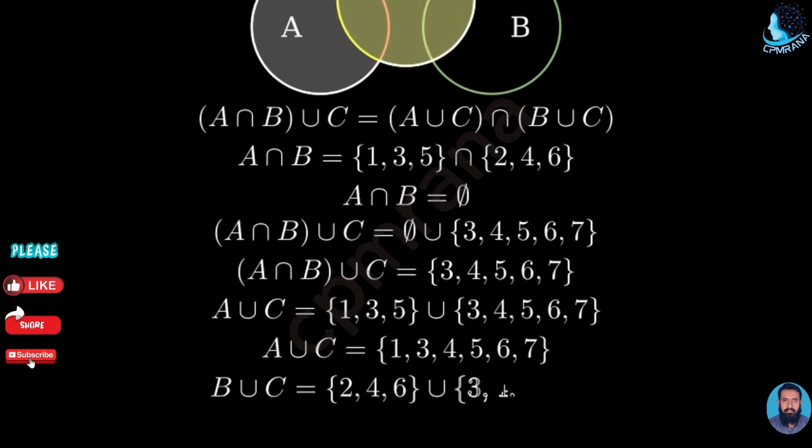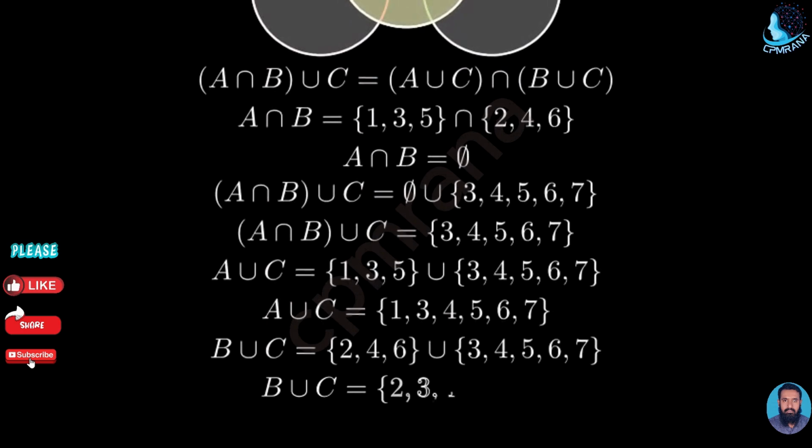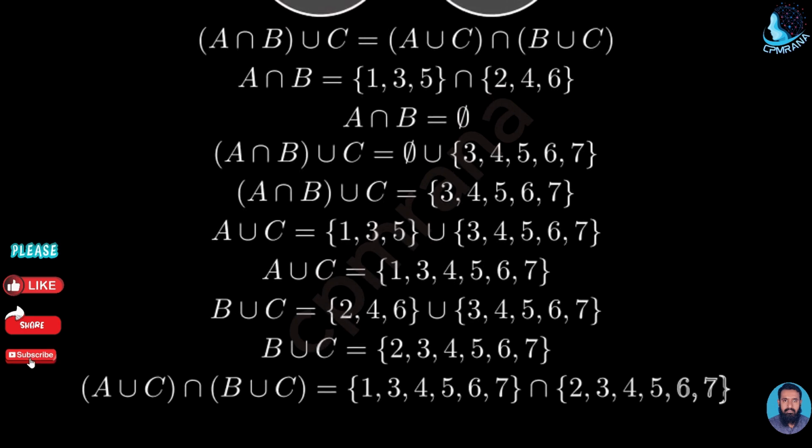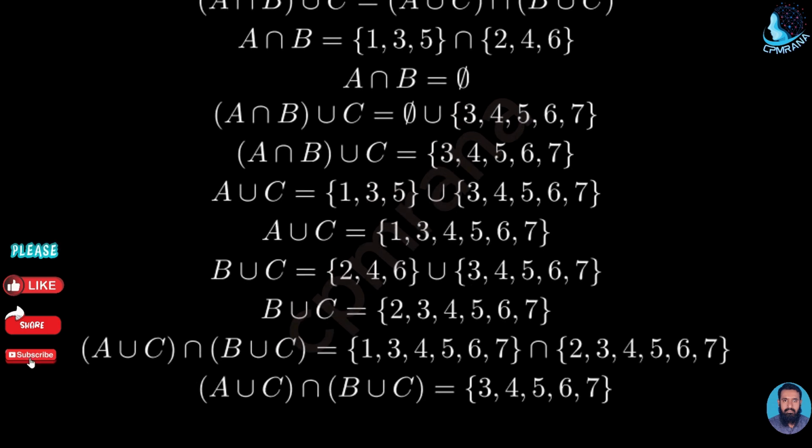Now we calculate B ∪ C, which gives us the set containing 2, 4, 6 union the set containing 3, 4, 5, 6, 7. This results in the set containing 2, 3, 4, 5, 6, 7. Finally, we find (A ∪ C) ∩ (B ∪ C), which is the set containing 1, 3, 4, 5, 6, 7 intersection the set containing 2, 3, 4, 5, 6, 7. The intersection yields the set containing 3, 4, 5, 6, 7.